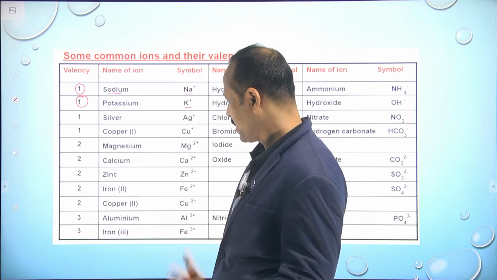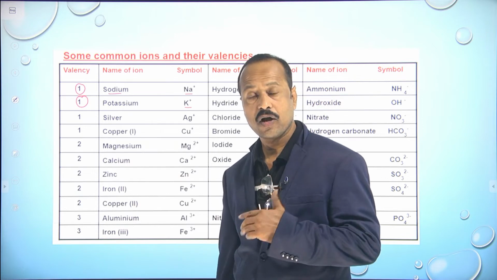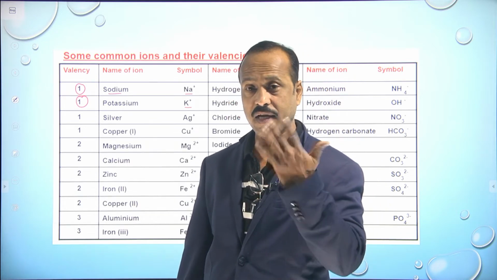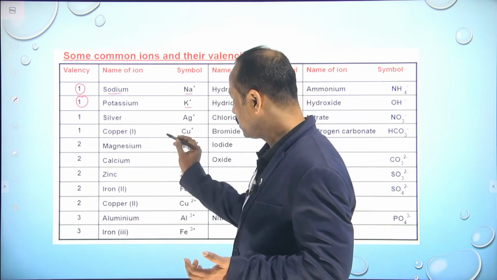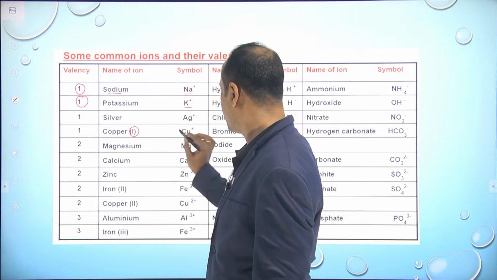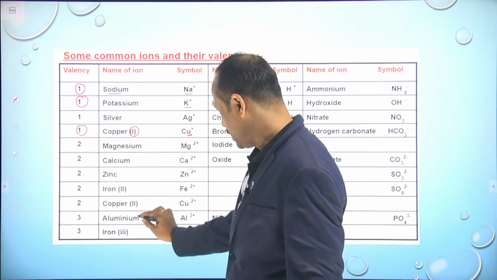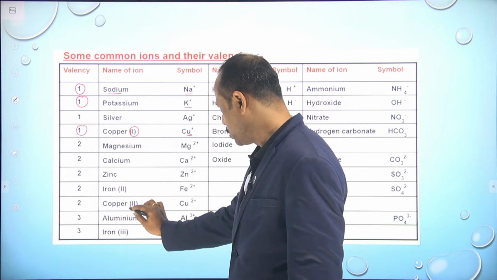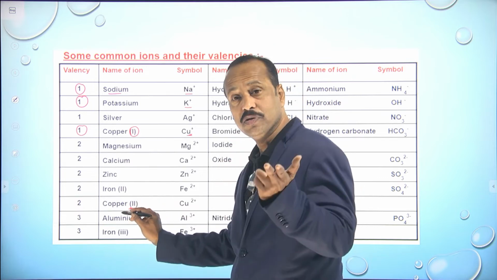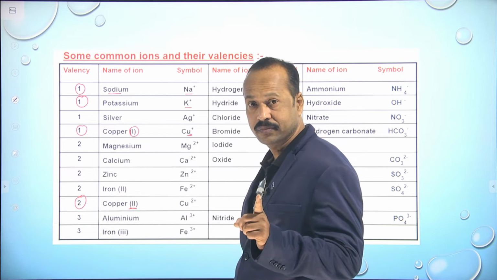See, copper has 2 possibilities. Copper can lose 1 electron, or copper can lose 2 electrons, depending on what it is reacting with. That we will learn in the higher classes. So here in the bracket, if they write Roman number 1, the meaning is it is losing 1 electron, so its valency is 1. Here for copper, Roman number 2 means it is losing 2 electrons, its valency is 2. Is this clear to you?